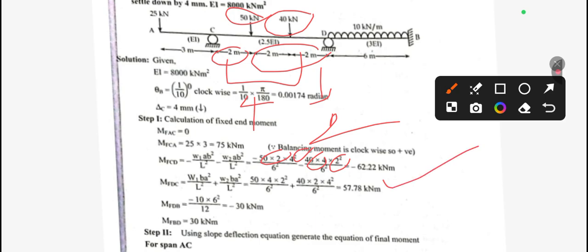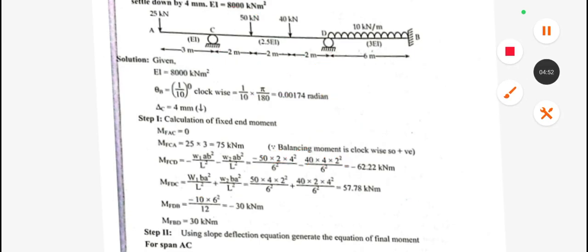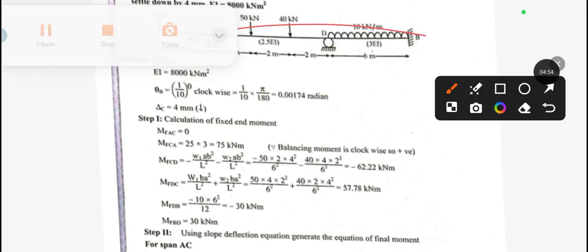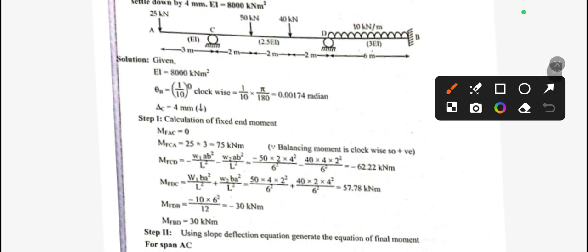Similarly, for right to left, D to C, we need to take the positive value, so this will be 57.78. Now for D to B and B to D, this is a UDL of 10 kN, so you can apply the direct formula W L square by 12. The value of W is 10 and L is 6, divided by 12. From D to B, this is left to right, so negative, so minus 30.